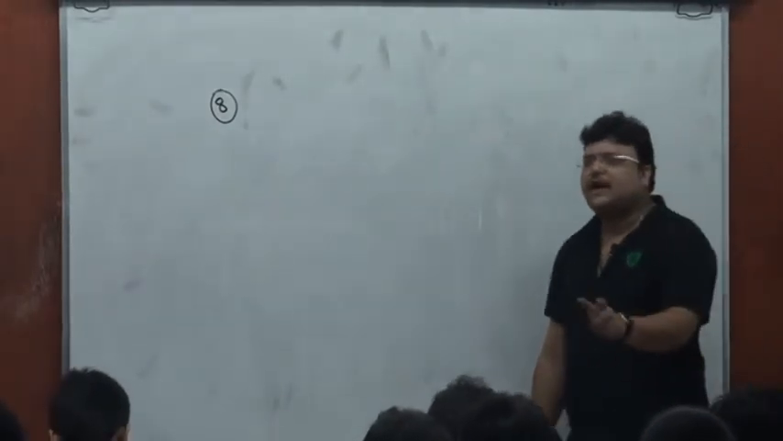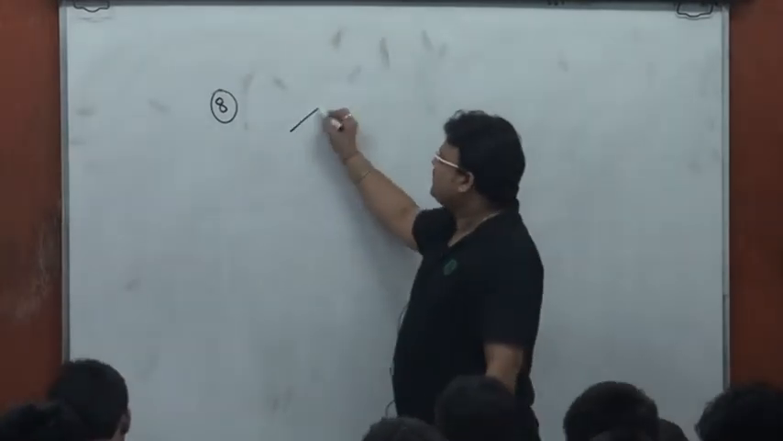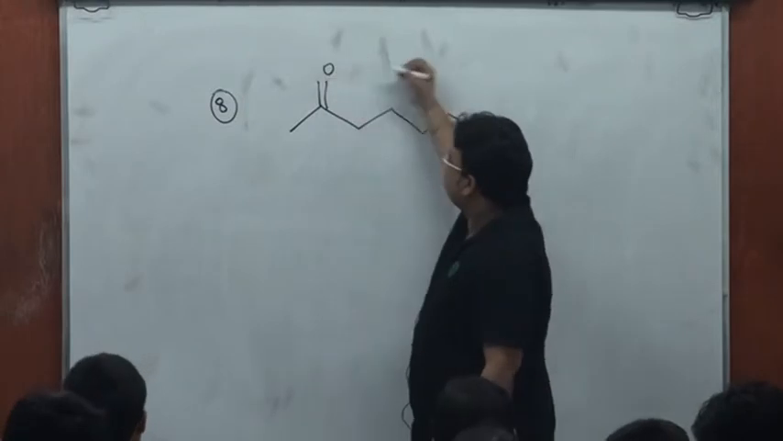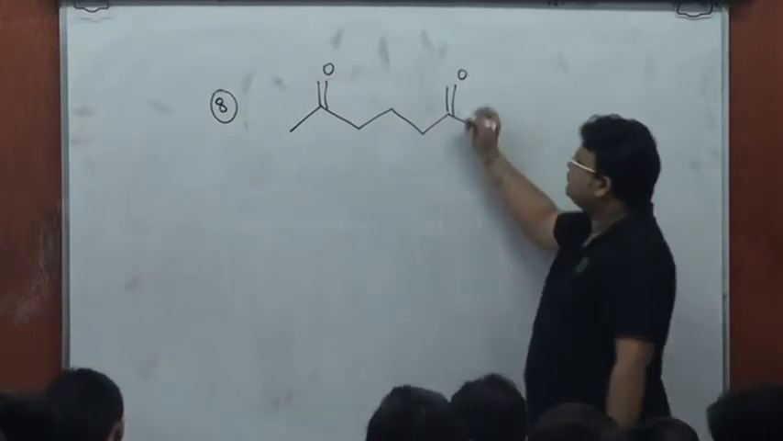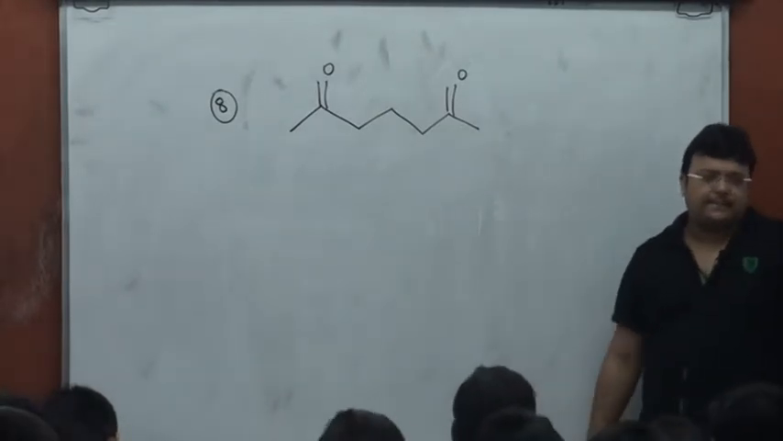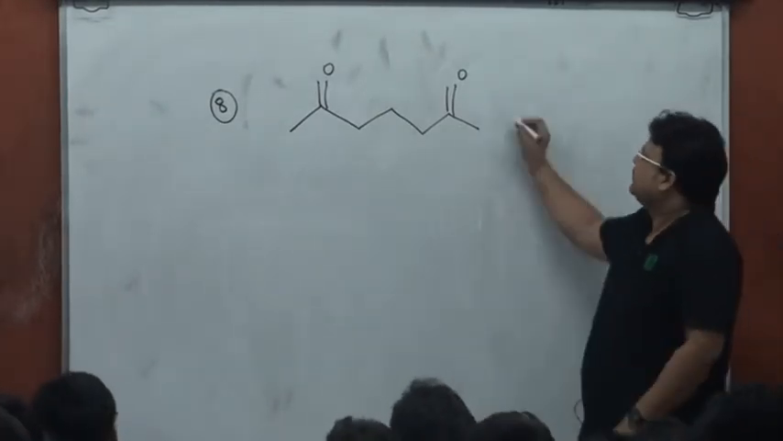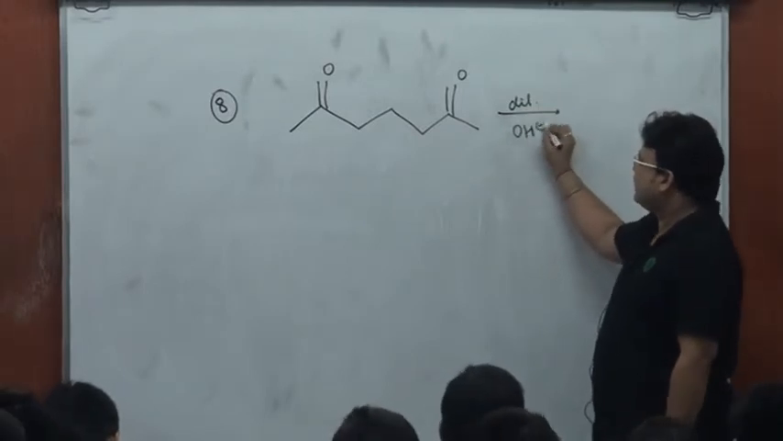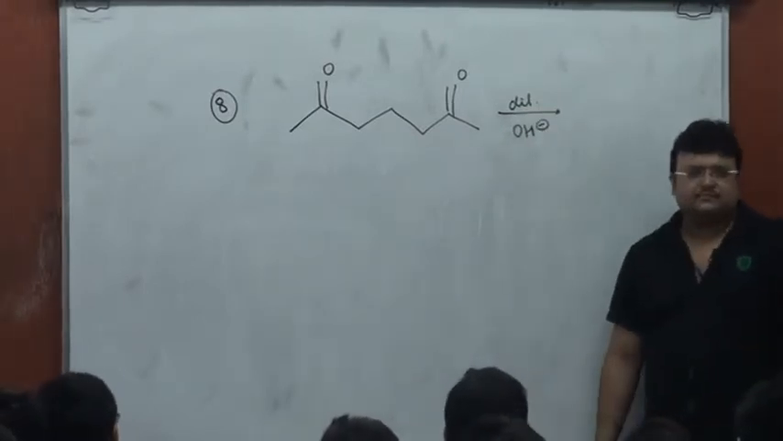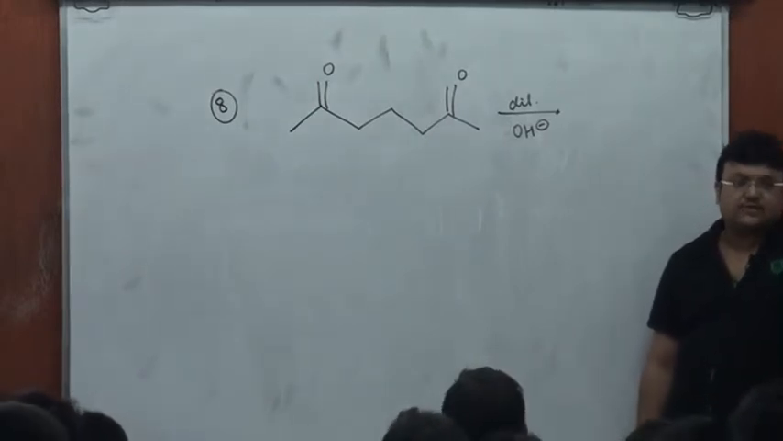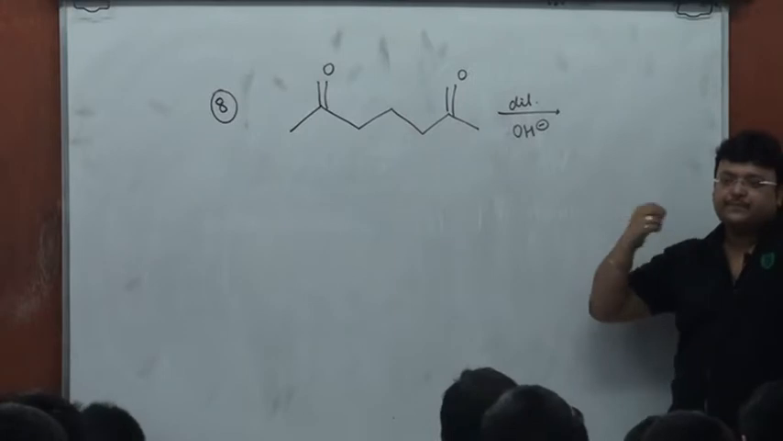Let's talk of a dicarbonyl, which means a compound having a couple of carbonyl groups. Say 2,6-heptanedione. I am treating it with dilute OH minus. Tell me how many products are possible. A ring formation will happen? Yes, very true. Very true.